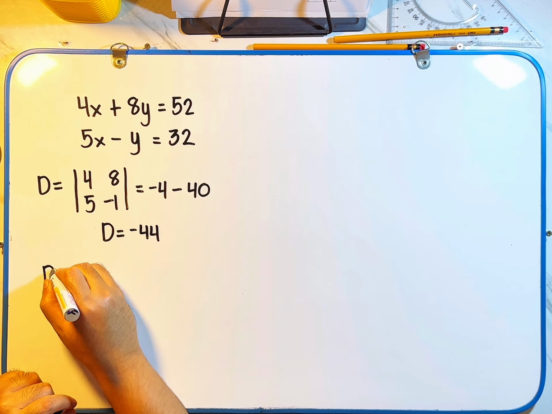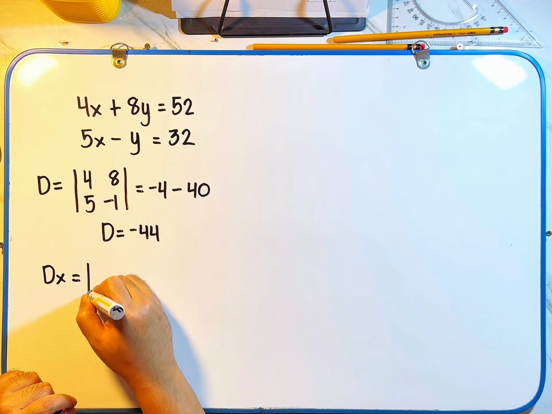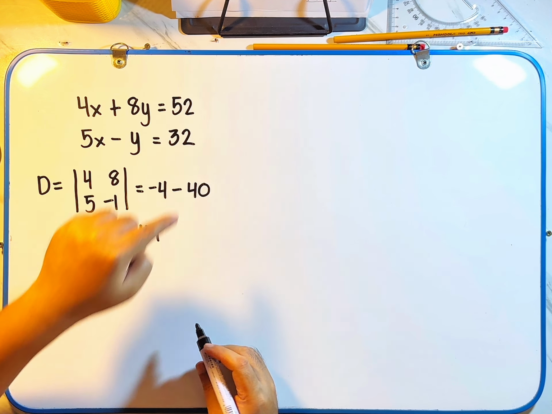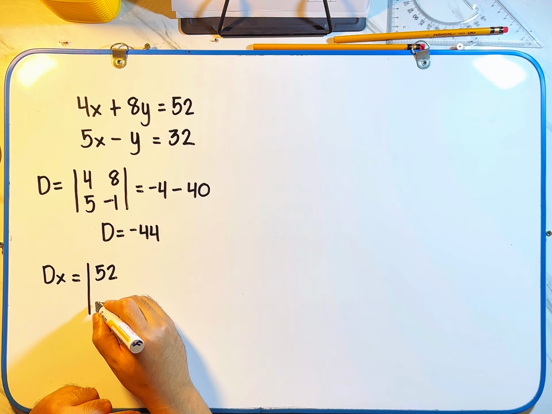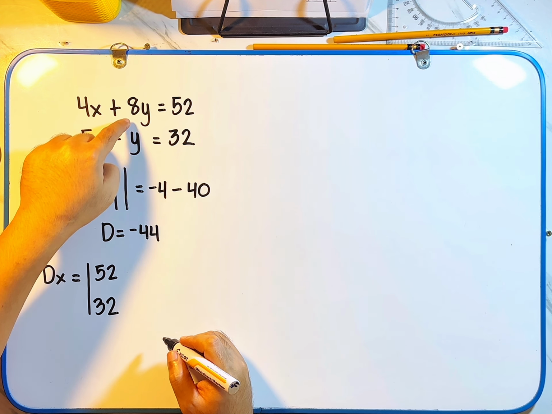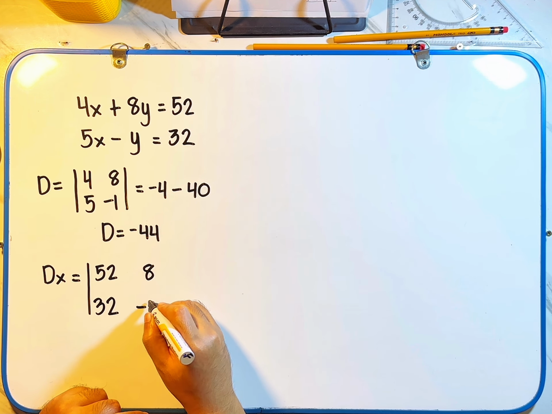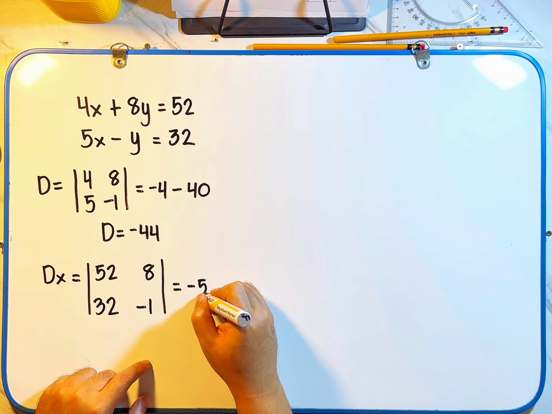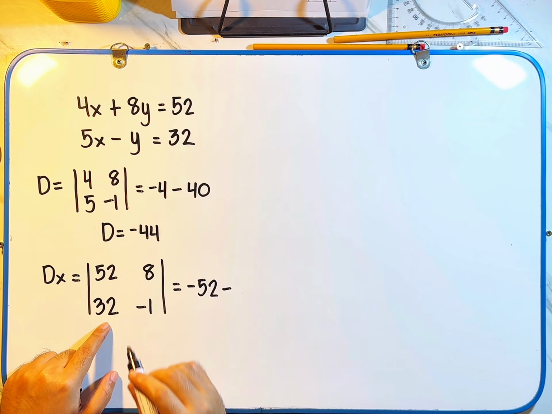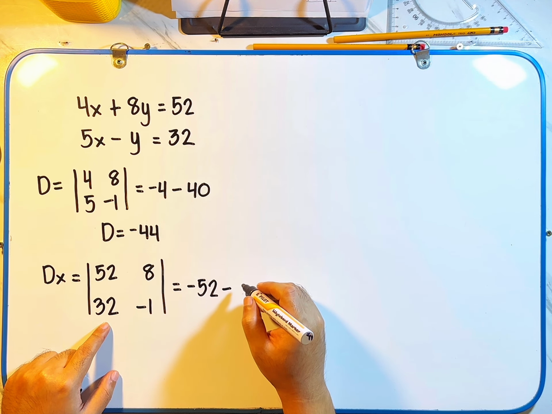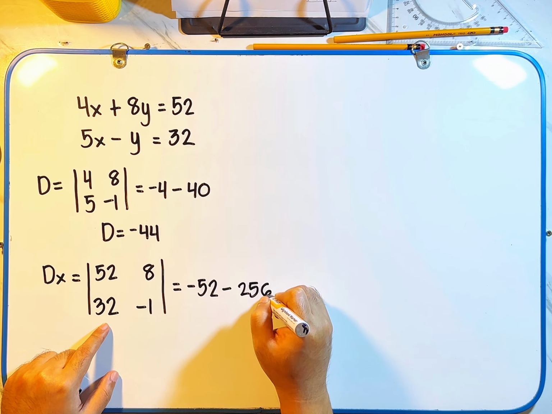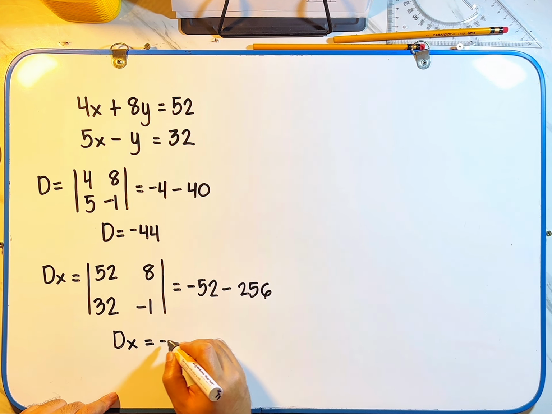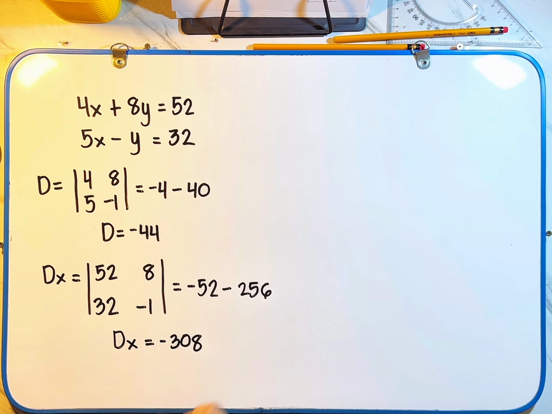Okay, next, dx. This time, we will replace the coefficients 4 and 5, the coefficients of x, by 52 and 32. So 52, 32, and then 8 and negative 1. Apply the basket method. 52 times negative 1, that's negative 52, minus 32 times 8, that is 256. Negative 52 minus 256 is negative 308.